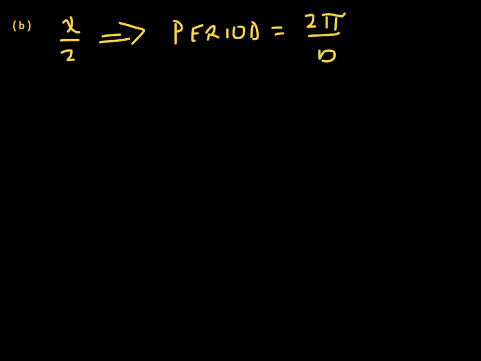Now for part B, remember it says solve for all solutions? Look at your argument in the equation that you solved. Your argument is x over 2. That implies the period. Do you remember in chapter 4, graphing our functions, saying that the period is 2 pi over b? Well, your b value here is 1/2, so your period is 4 pi.